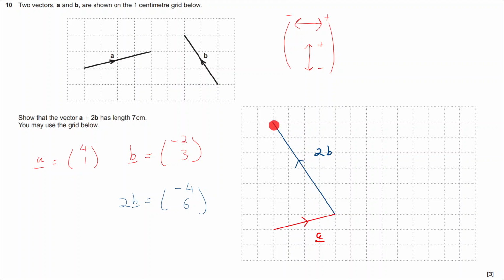Okay, and we can see that this length here, let's do it in green, is literally 1, 2, 3, 4, 5, 6, 7 squares. So this has a length 7. This is literally 7 centimeters. In bold, 7 cm, because we know that each square is 1 centimeter. So there we go. You've shown that the vector a plus 2b has a length of 7 centimeters.